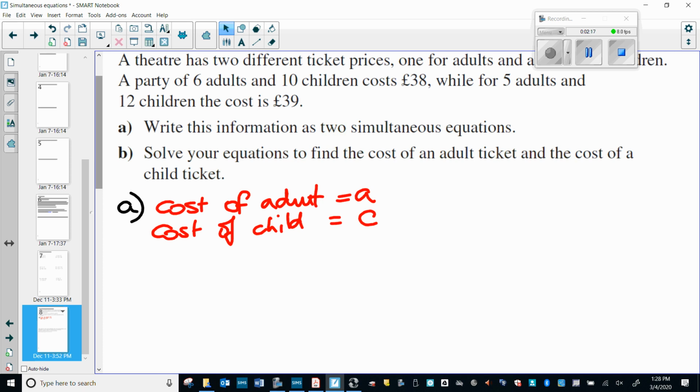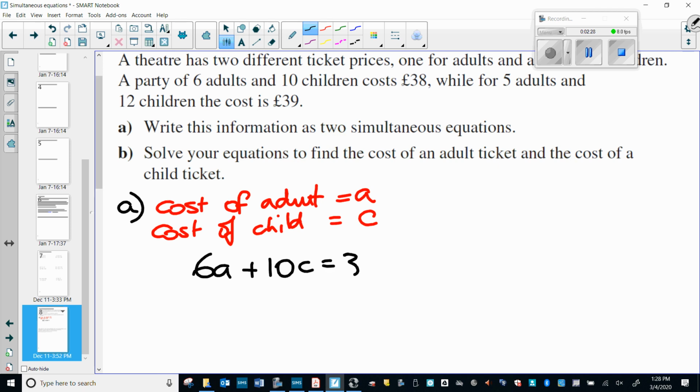So if you know that 6 adults and 10 children, so that would be 6A plus 10C equals 38. Awesome. That's pretty straightforward, yes? Okay. So, Haley, what's the other one? 5A plus 12C equals 39. There's the answer.